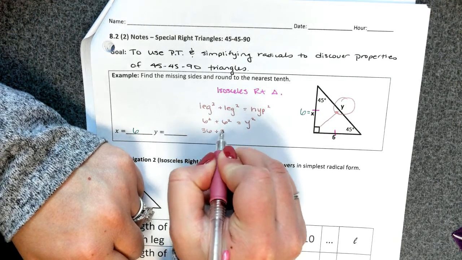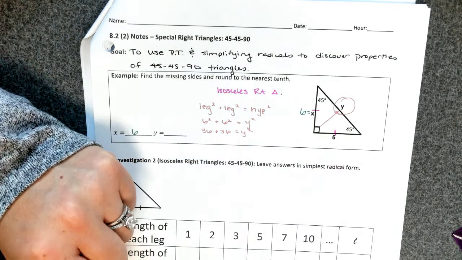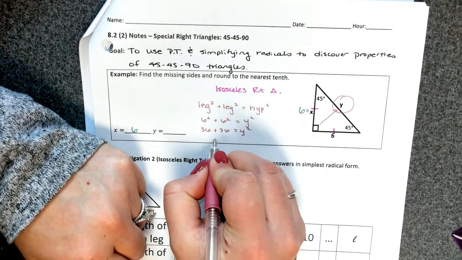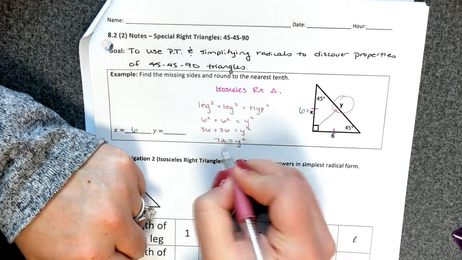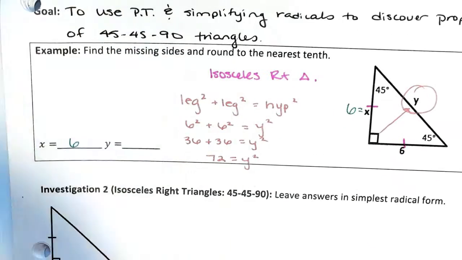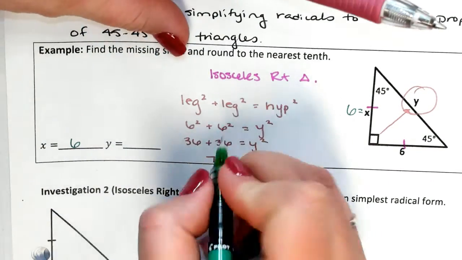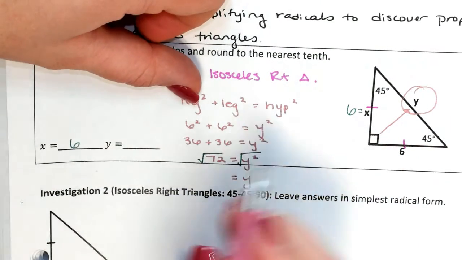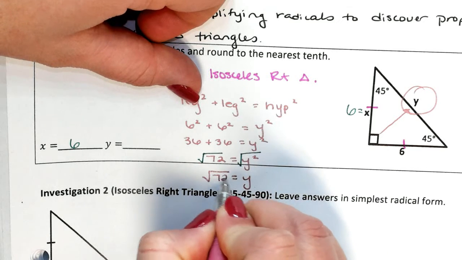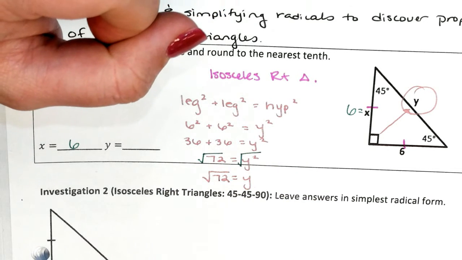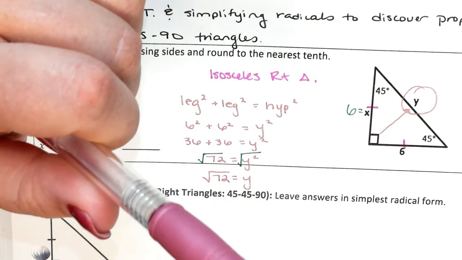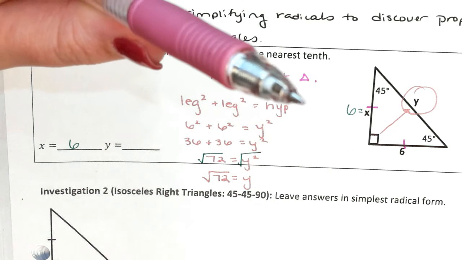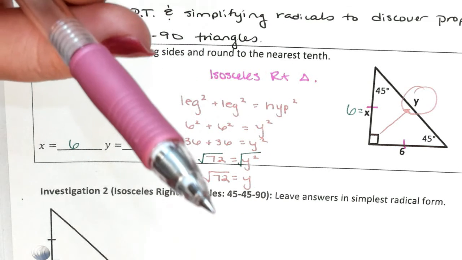36 plus 36 equals y squared. What's 36 and 36 add to? 72 equals y squared. How do I get y by itself here? Square root both sides. On this side I have y. On this side I have the square root of 72. Can I leave y as the square root of 72? It's not simplified. If I wanted to find the approximate answer, I could at that point plug it in my calculator. But I'm looking for exact answers, and I want simplest radical form.